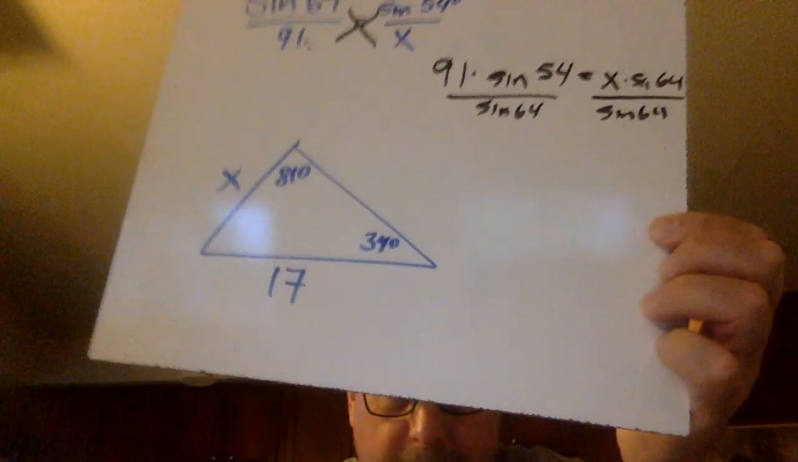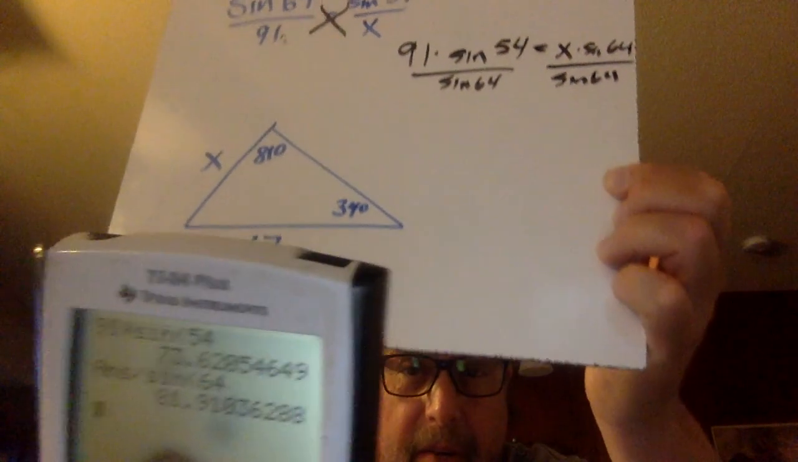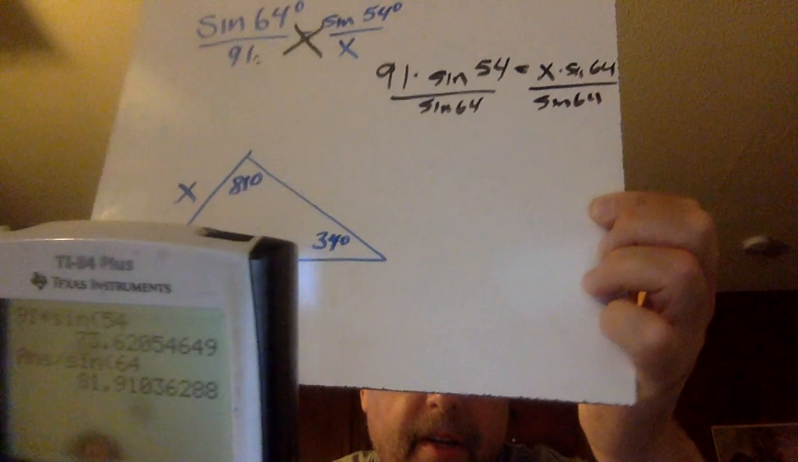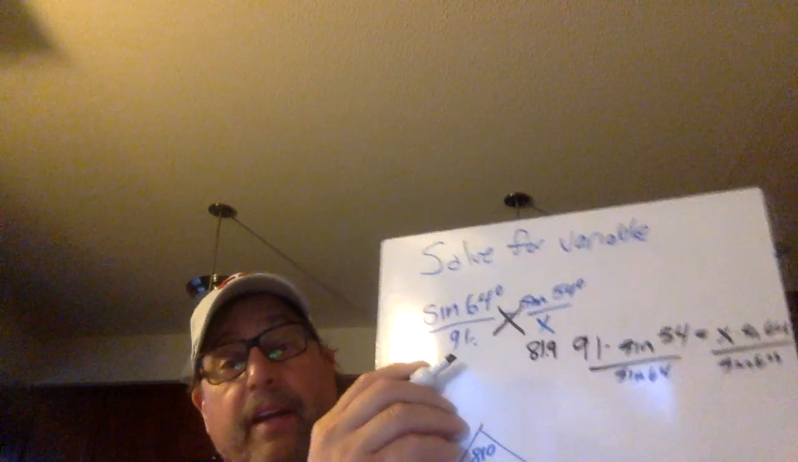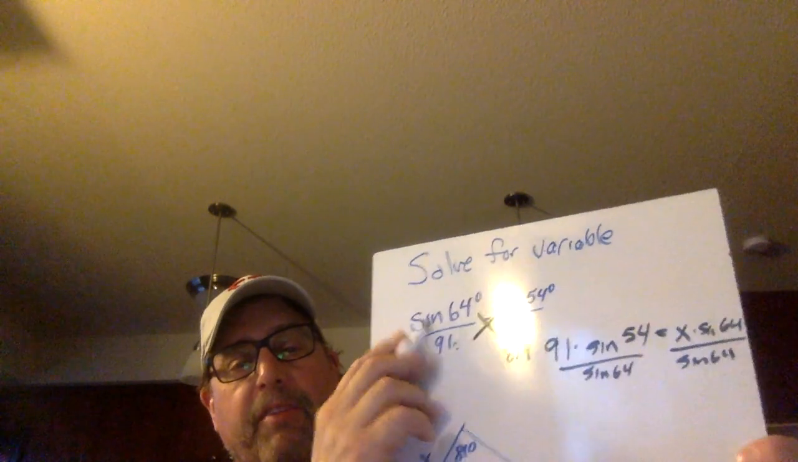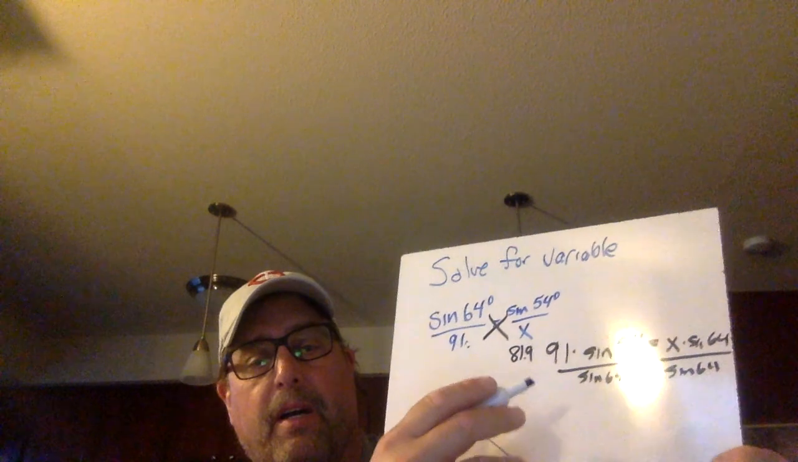And now I'm just going to type that in. 91 times sine of 54 divided by sine of 64. There's the problem, and there's the answer. I will find that I got 81.9. You can double-check your proportion: if 64 is bigger, 81 is less than 91, that's a good deal.